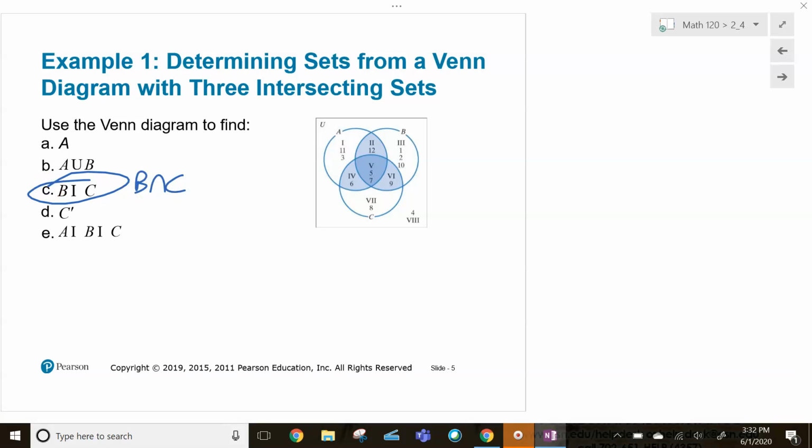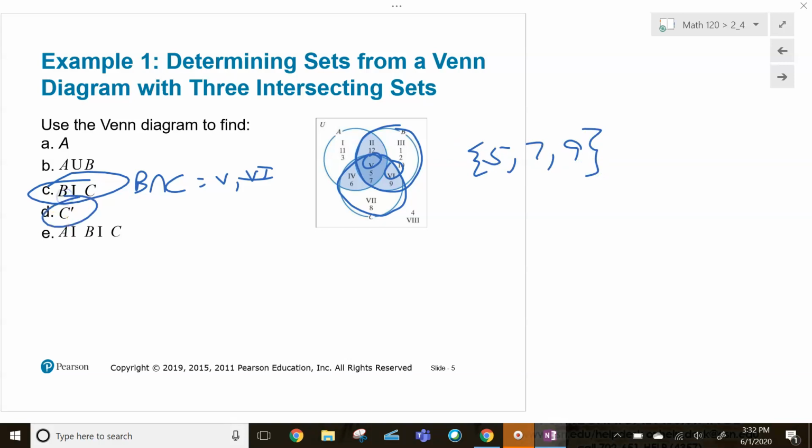All right, B and C. Here's set B, and here's set C. Who's in both B and C? Regions 5 and 6. In other words, the elements 5, 7, and 9. Those are the elements, but those are the regions.